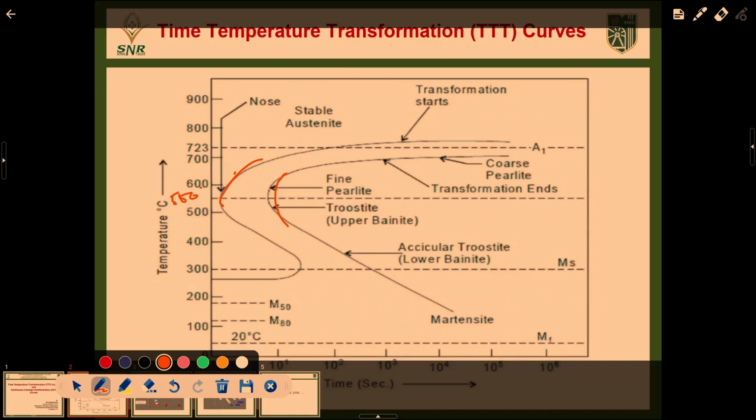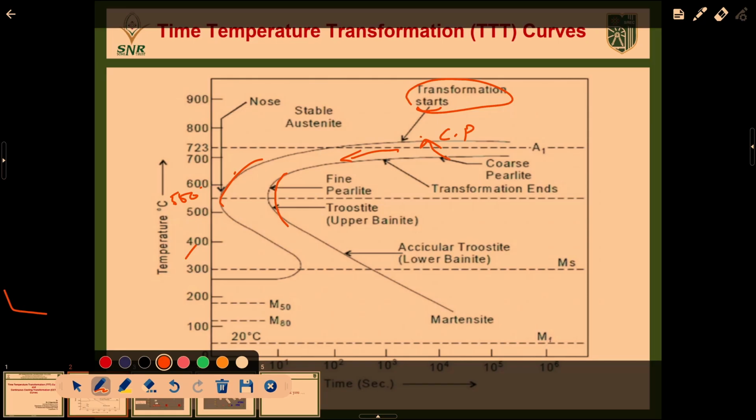First we start at 723. Above 723, stable austenite is there. Below 723, coarse pearlite will start. Here is the transformation starting point, you can note it here. From this starting point, coarse pearlite is available. With time, it transforms to fine pearlite, here, at around 700 to 600 centigrade.